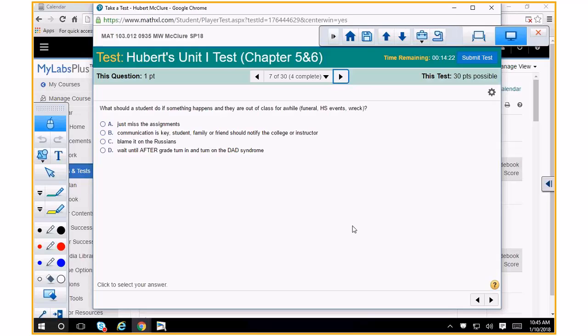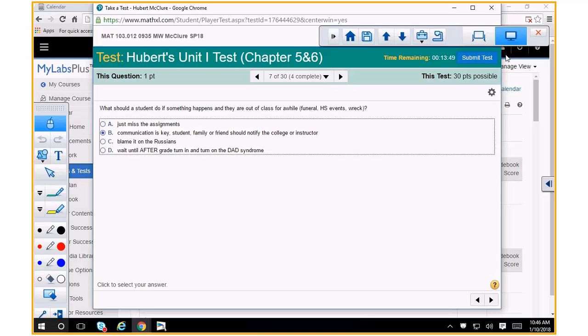Just miss the assignment. Blame it on the Russians. Wait until after grade turn in and turn on the DAD syndrome. That's dumb attitude disorder. Or communicate with the instructor. Anybody that knows anything about standard tests, when you see a word like communicate in the answer, it's the answer. Okay? That's a lawyer term. It's a bureaucrat. Communicate. So B is the answer.